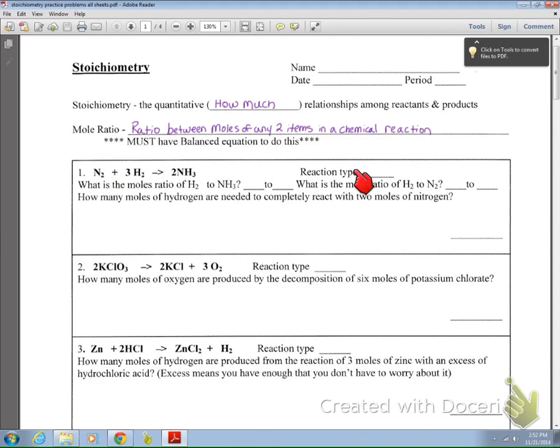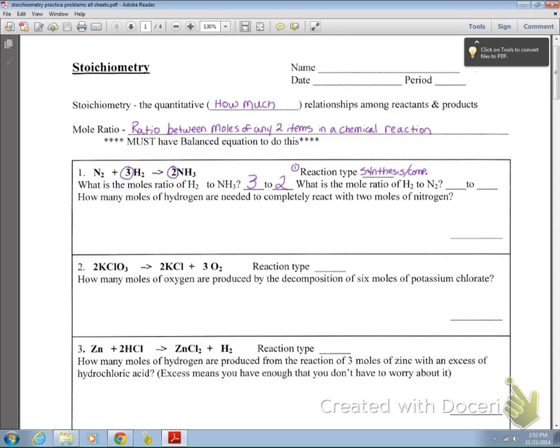In our first example here, we know our reaction type goes from two things to one thing, so it's a synthesis reaction. Then we look at the coefficient in front of each formula in the balanced chemical equation. The coefficient in front means the number of moles of that compound or element within the reaction. So I have an unspoken 1 here, a 3 here, and a 2 here. If I'm looking at the mole ratio of hydrogen to ammonia, I have 3 moles of hydrogen to 2 moles of ammonia.